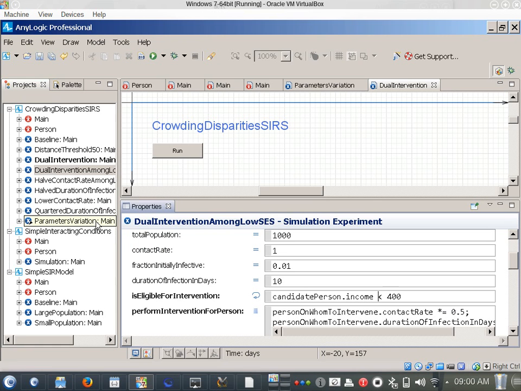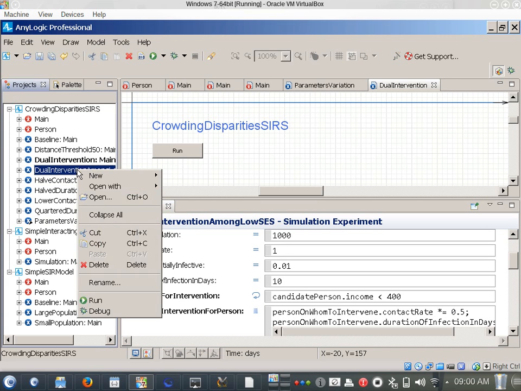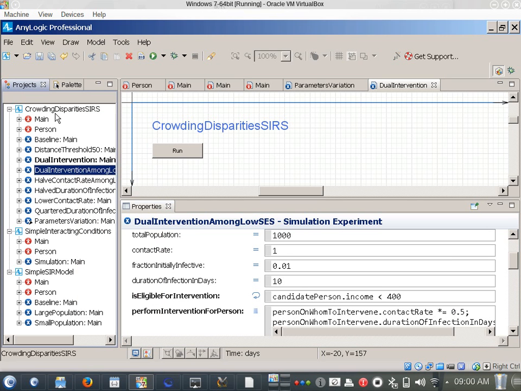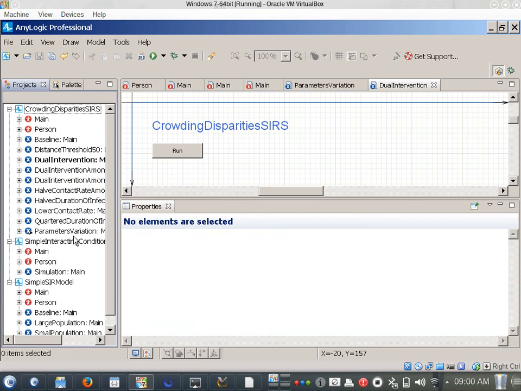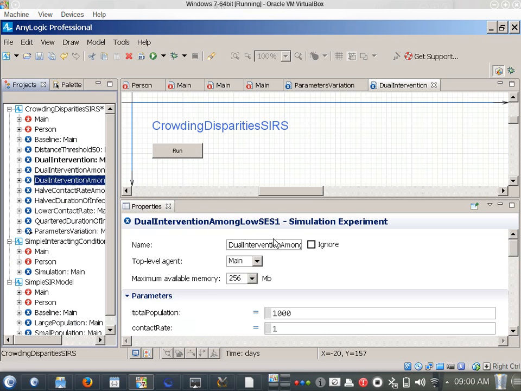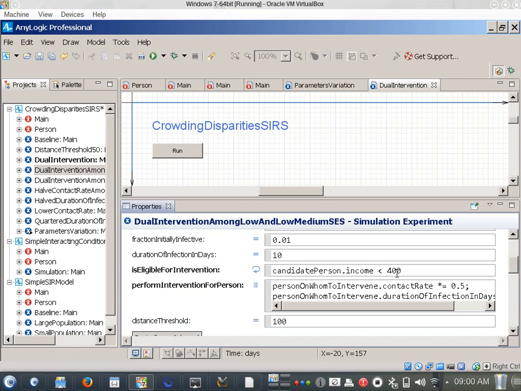Yeah, we just changed it to 1,500. It is tempting to just modify it, but that's how you can easily get in trouble. So I just did copy and paste, okay? And what I'm going to say is among low and low medium SES or something like that. And you'll notice that it's copied the requisite things, and all we have to do is change it to this.